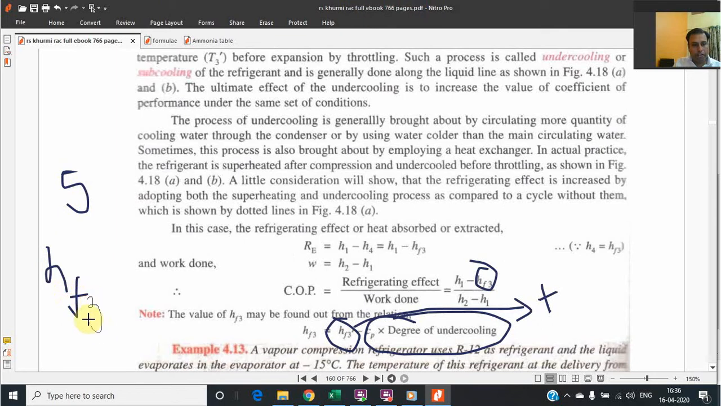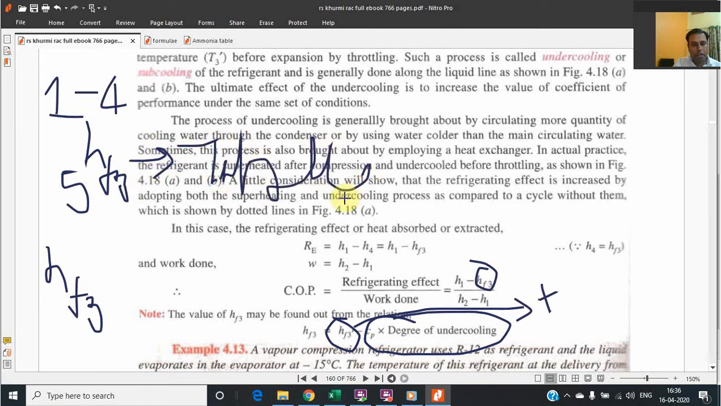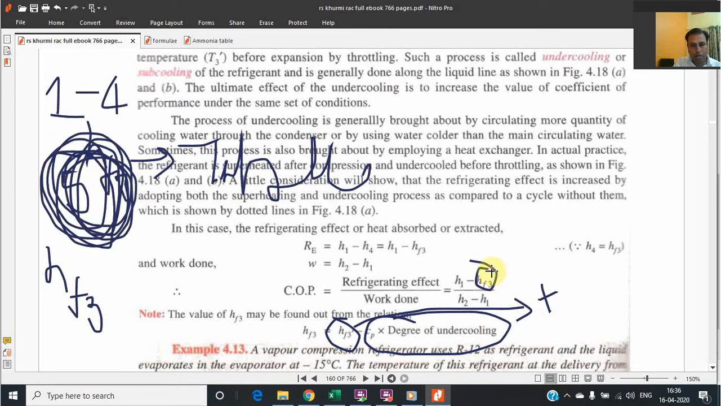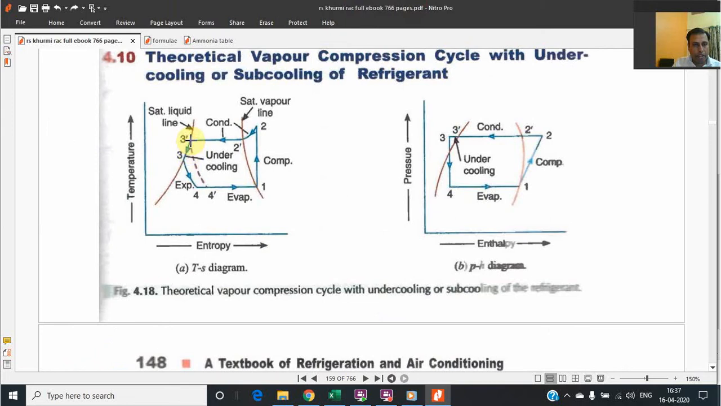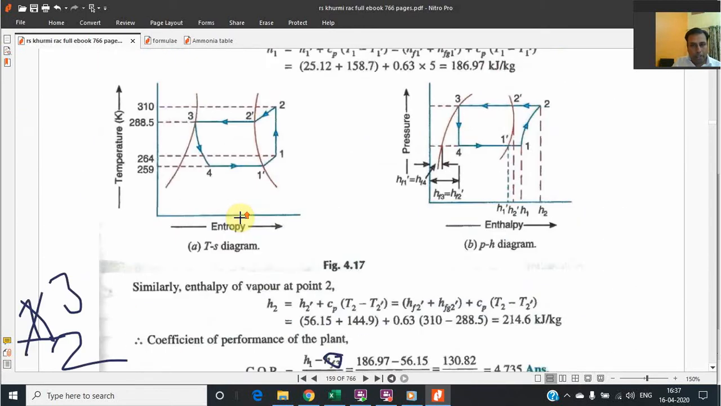In the fifth case only, we have to obtain HF3 in a different way. In all other cases, means all cases 1 to 4, the HF3 is obtained from the table itself. We have to use the direct table. But in this fifth case, which is being discussed, we have to obtain HF3 by subtracting a certain amount of heat, because we have further cooled. We have not stopped at HF3. We have further cooled the liquid. So these are the 5 cases.